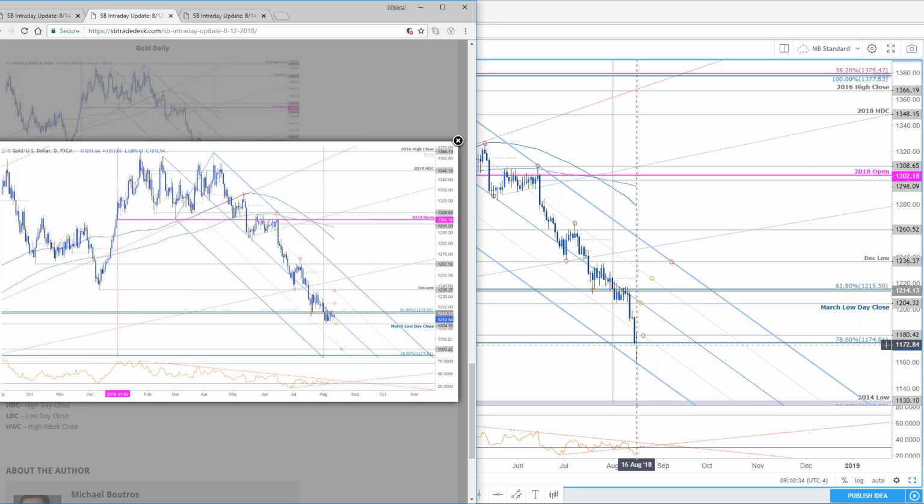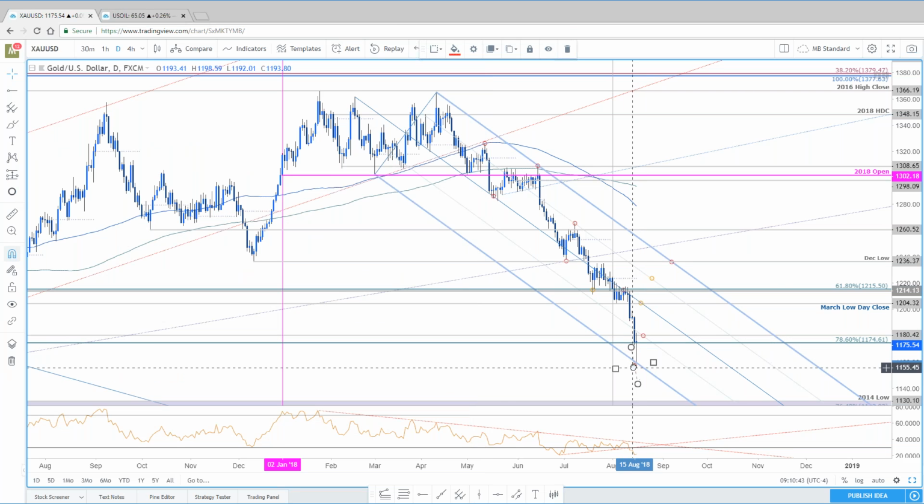Look what happened today. We closed at that level yesterday. We collapsed below last night. Look where this thing found support. You can't make this stuff up. Okay, you can't make this stuff up.